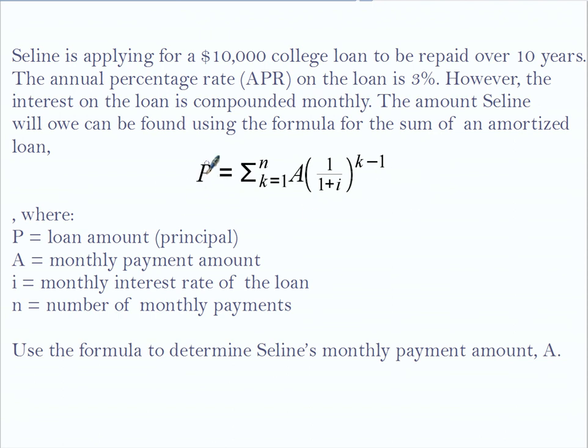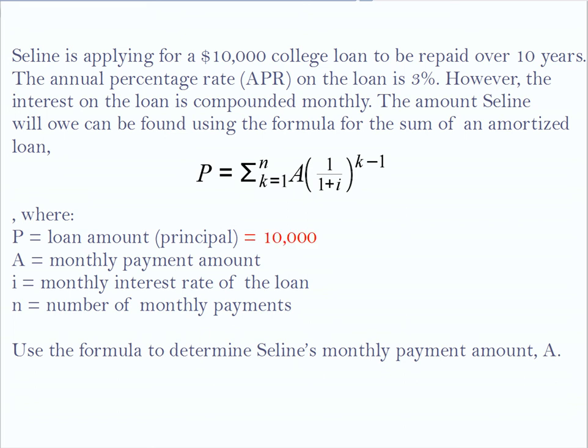P stands for the principal amount. That's the original amount that you borrow. A is the monthly payment amount. That's the amount that you have to pay to the bank every month. I is the monthly interest rate on the loan, so the 3% divided by 12. And n is the number of monthly payments. So again, here's our summation formula, right? The sum of the first n terms, where k is 1 to n. So if she's paying over 10 years, we're going to have to calculate that in number of months.